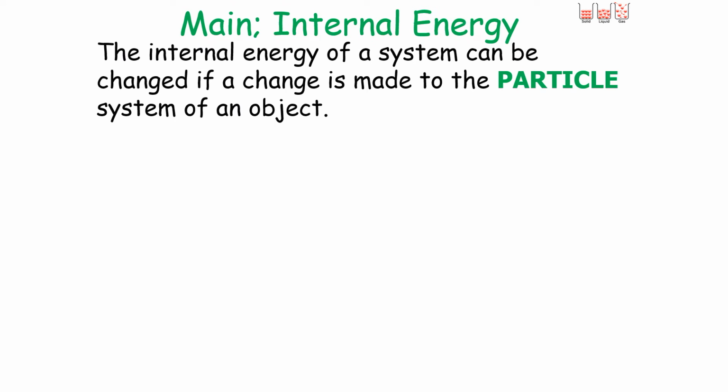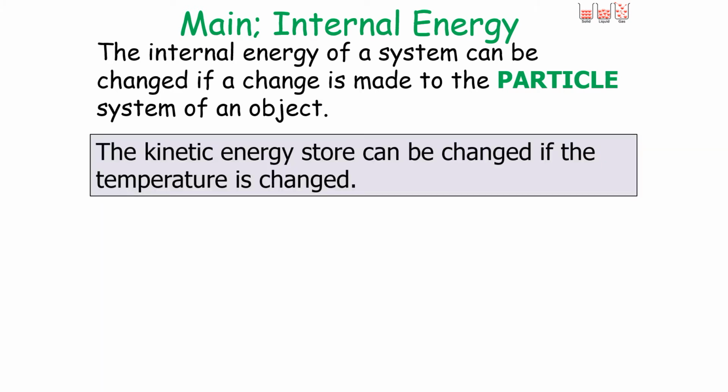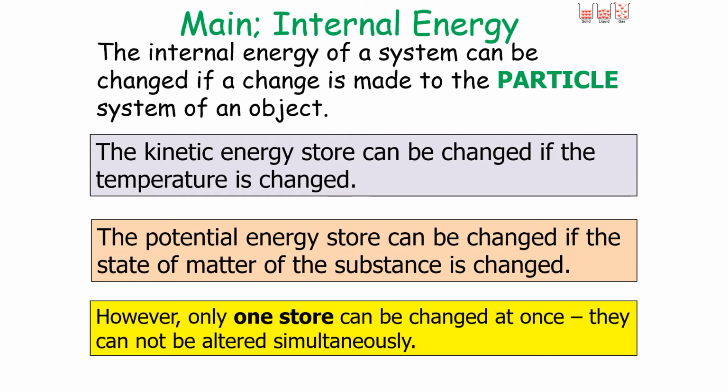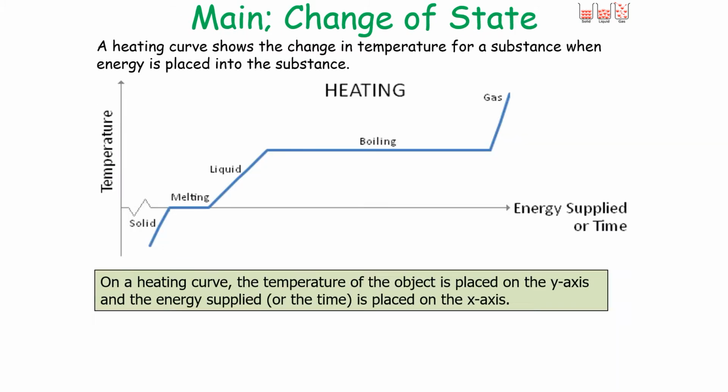Now the internal energy of the system can be changed if a change is made to the particle system of an object. The kinetic energy can be changed if the temperature is changed, and the potential energy store can be changed if the state of matter is changed. However, only one store can be changed at once. They can't be altered simultaneously.